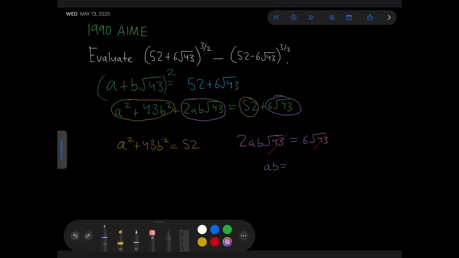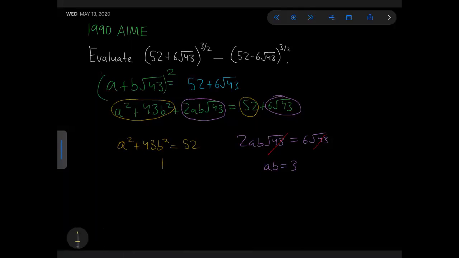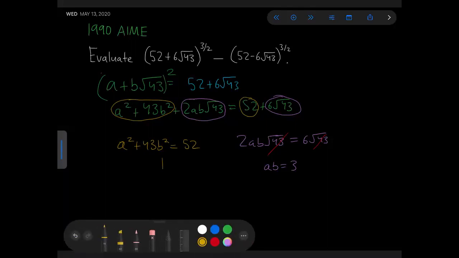And over here on the left-hand side, 43b squared is pretty clearly the limiting factor, right? Like if b is greater than 1, then 43b squared is too big. So b can only be 0 or 1. And it can't be 0 because a squared equals 52 does not give an integer answer. So b must equal 1. And if b equals 1, then a squared equals 9, so a is equal to plus or minus 3.